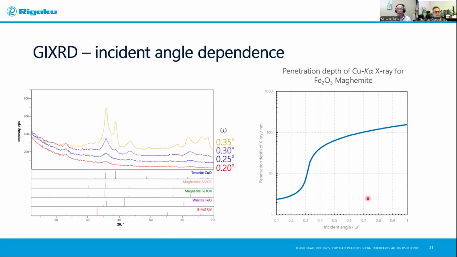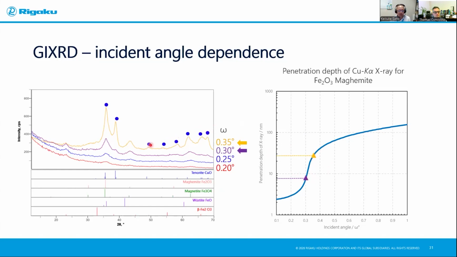GID scan: I did GID because I found there was no preferred orientation, right? Like we discussed, one of the questions. But this time I changed the incident angle from 0.2 to 0.35, and the penetration calculation is on the right-hand side. When the incident angle was high, like 0.3 or 0.35, the penetration is more than 10 nanometer, let's say, right? So the purple, 0.3, 0.35, orange or yellow, right? It means the copper oxide is excited.